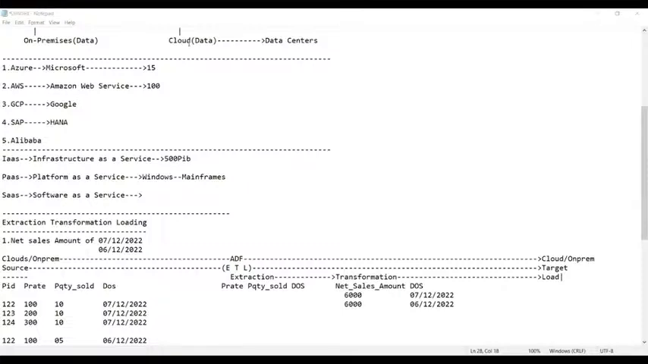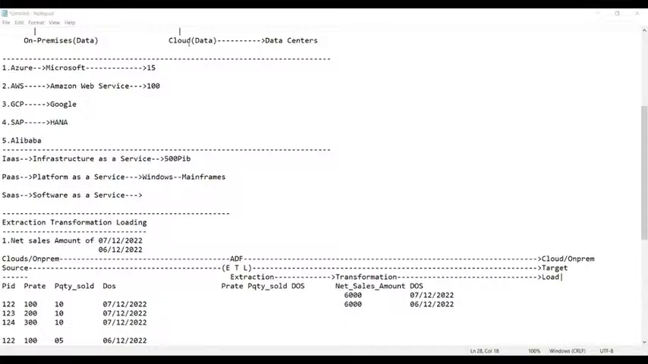Sir, what is the prerequisite to learn this? Basically, you don't require any prerequisites. SQL, obviously SQL is required, but even if you don't know SQL, you can manage it. But nowadays in IT, SQL is something you must know.